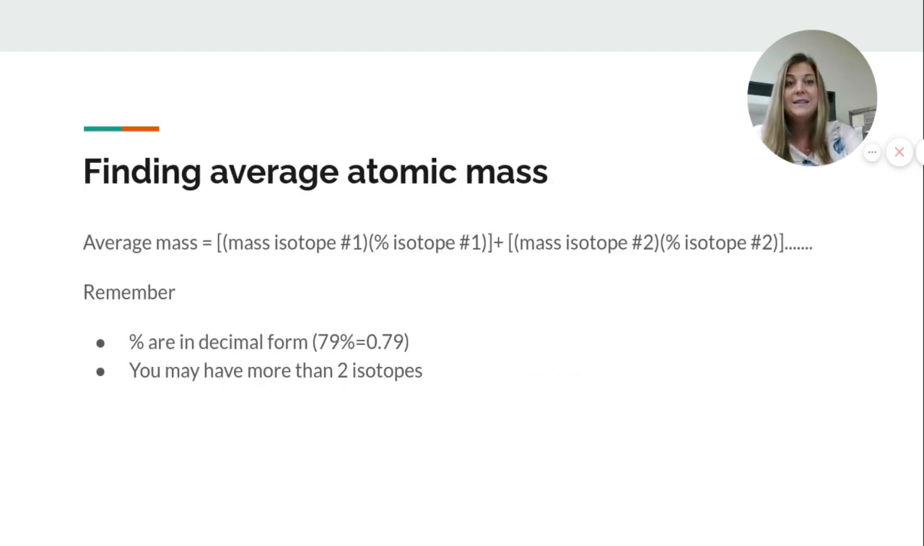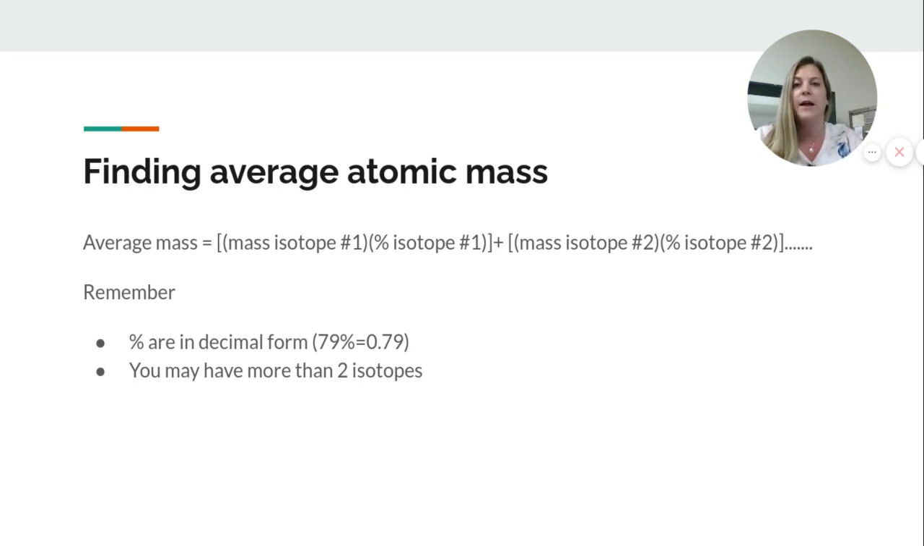All right, we did this last year. There will be some practice problems on it if you need help with this, but I'm not going to spend a lot of time on it in this lecture. So finding our average atomic mass, remember this is a weighted average. So you're going to be multiplying the mass of an isotope by its percent abundance.